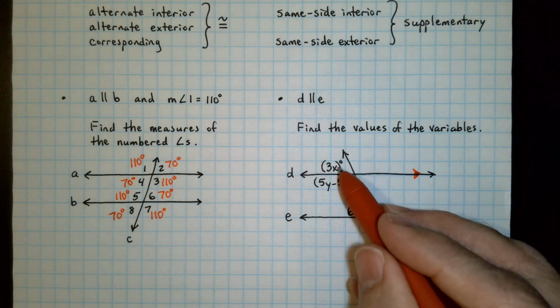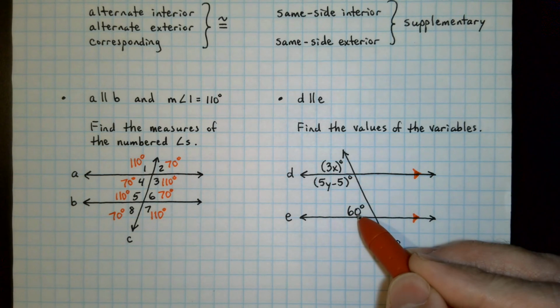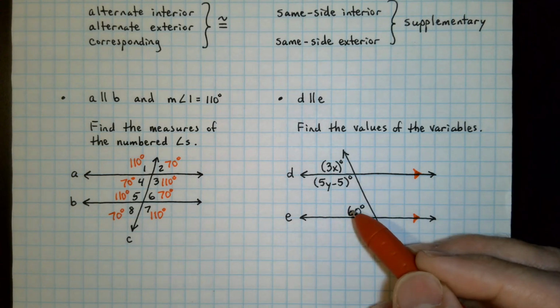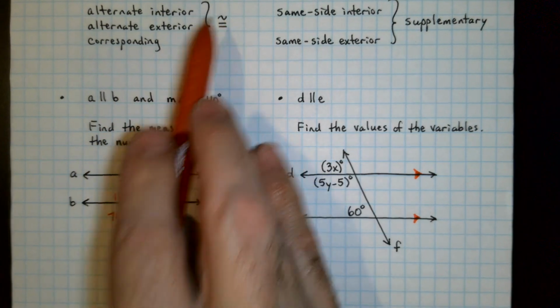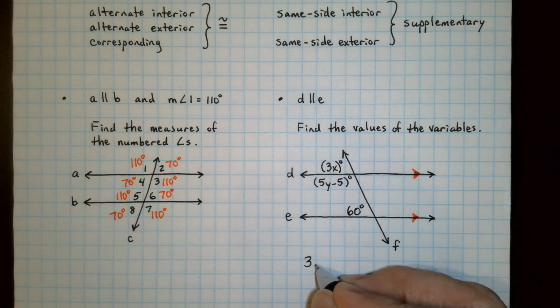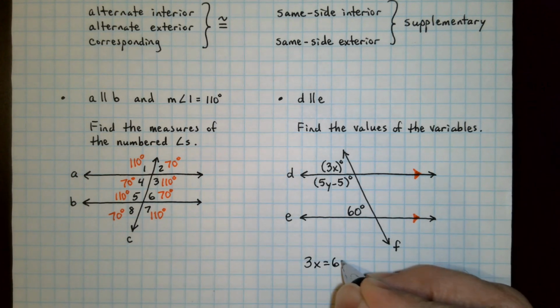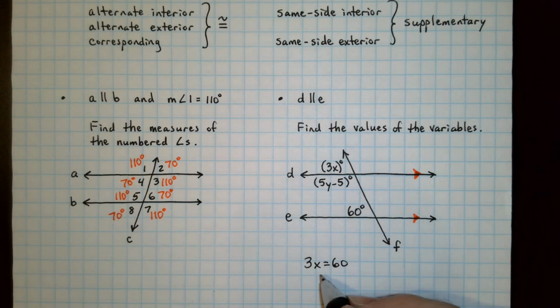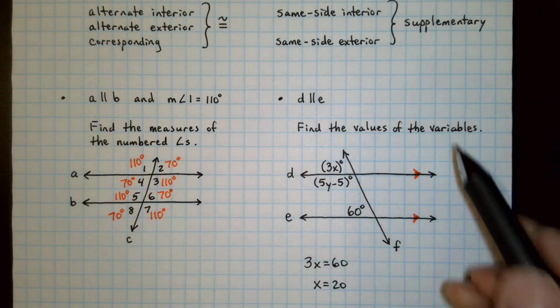Well, we see here that 3x and 60 degrees are corresponding, so according to our chart up here, they would have to be congruent. So 3x would have to equal 60, and I can divide by 3, and x would be 20, so I can find the value of a variable.